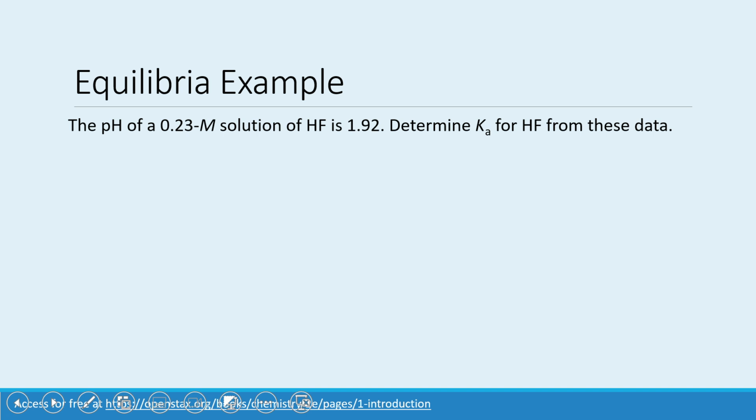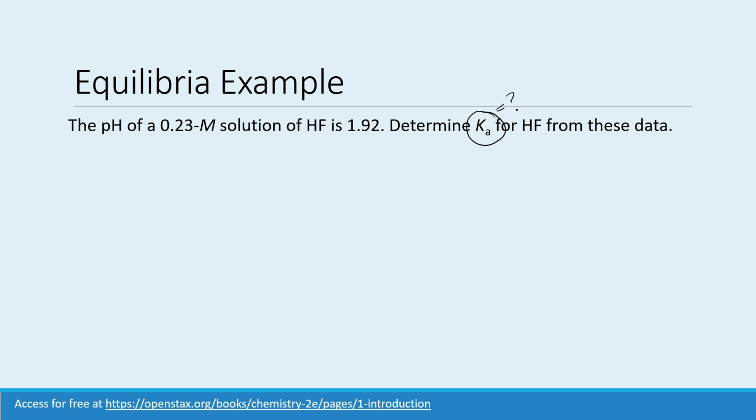So in our first example, the pH of a 0.23 molar solution of hydrofluoric acid is 1.92. Determine the Ka for HF, or hydrofluoric acid, from these data. When we look at a problem like this, they are asking for the Ka value, and they give us the pH as well as the concentration of the acid.